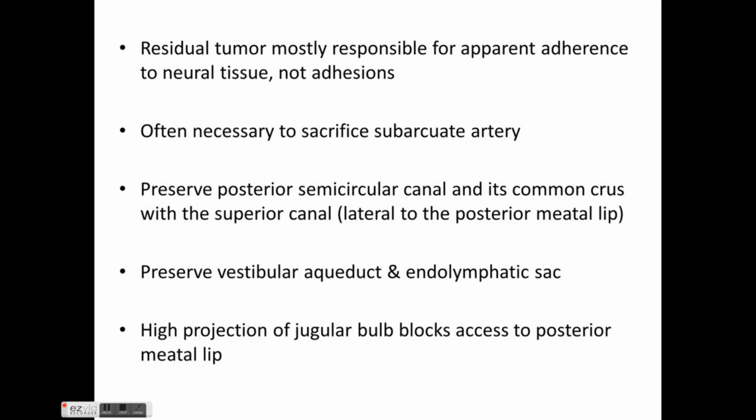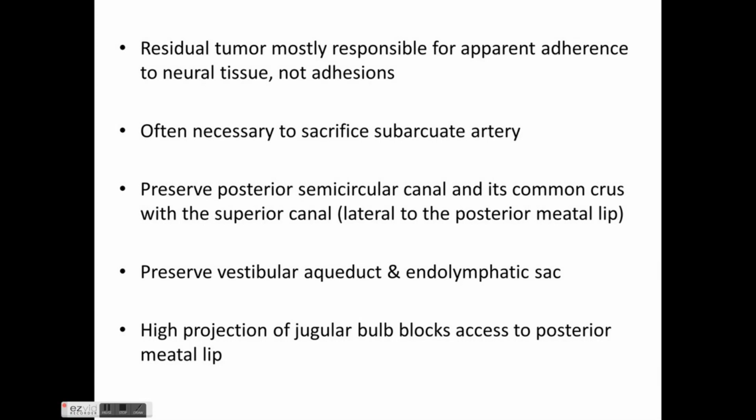So while doing a CT scan, we always have to see, along with the high riding jugular bulb, the posterior meatal tip and the extension of the posterior semicircular canals. It is important to preserve the vestibular aqueduct and the endolymphatic sac, as I showed in the previous diagrams. And as I said, a high projection of the jugular bulb blocks access to the posterior meatal lip.